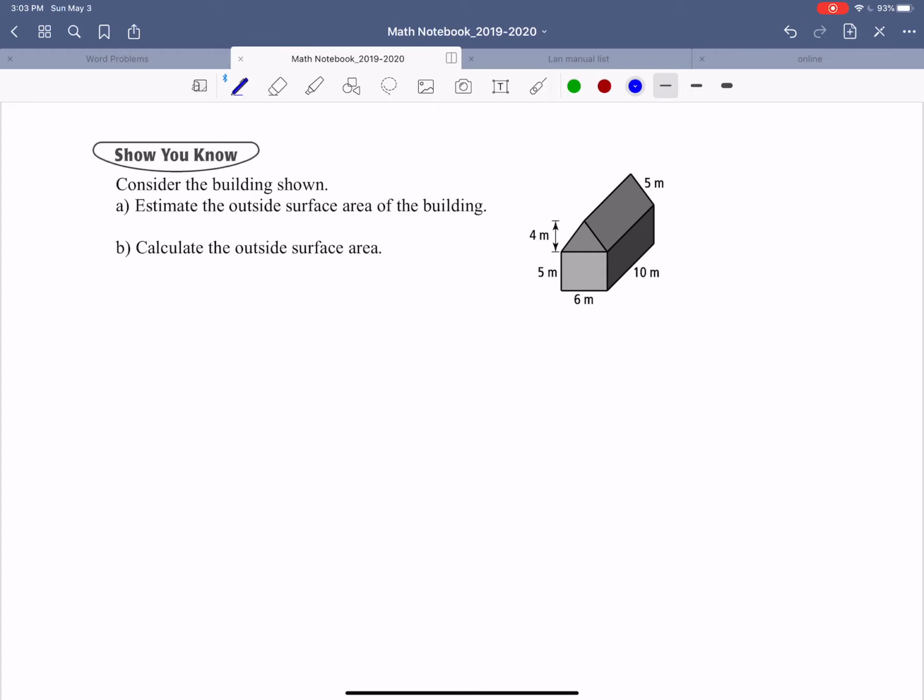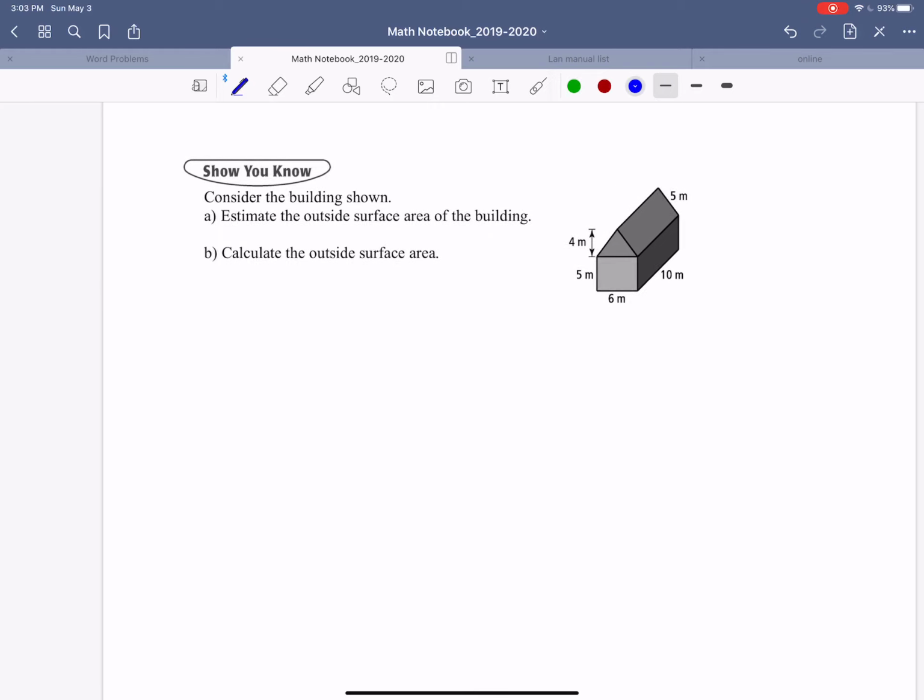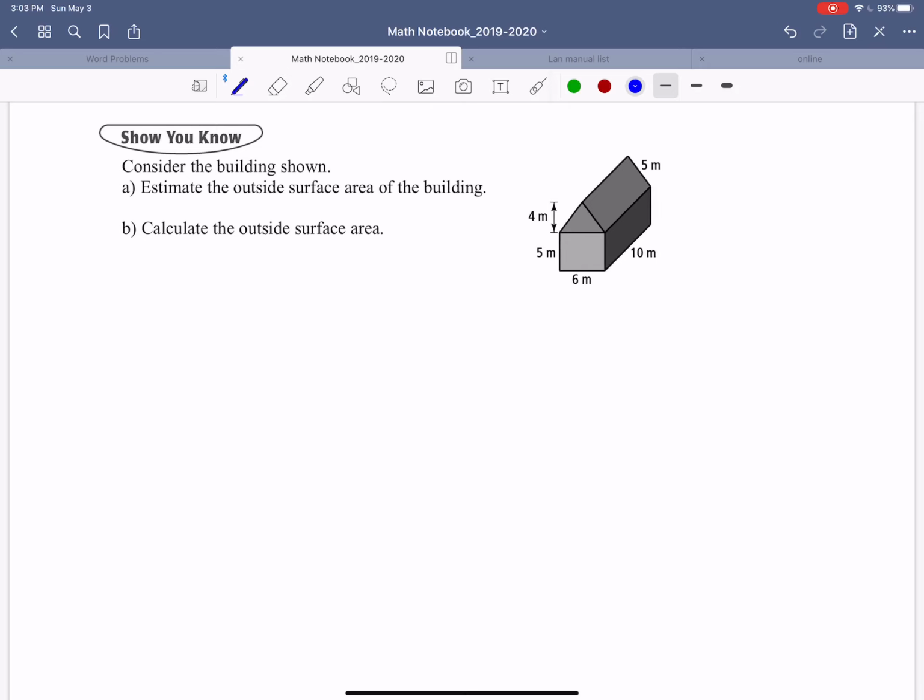Estimate the outside surface area of the building. Calculate the outside surface area. Estimate, there's no use for estimate, just don't care about it. Let's just go straight ahead and calculate it. So in this case we have lots of surfaces here and we're going to number them. There's a front, which is A. Is there a back that's corresponding to it? Yes, of course. So we write down A times 2. So the front and back is covered.